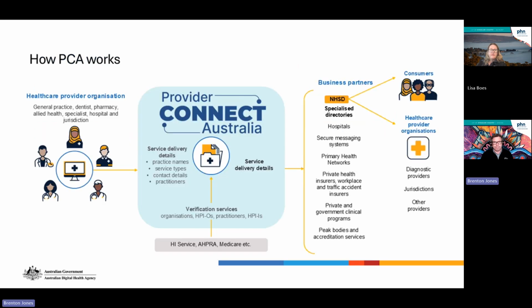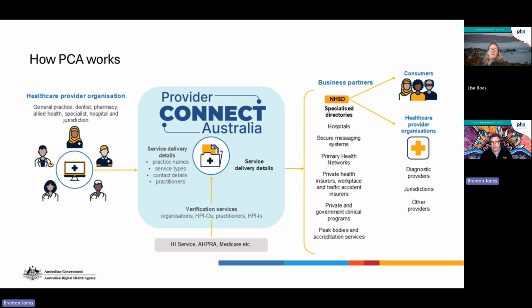So how does it work? This diagram has been around for quite some time, and so let's now go into some of the details. Starting on the left with a healthcare provider organisation, when they want to update some of the information we've talked about, so location, service details, practitioners that deliver on the services, rather than having to tell multiple business partners, I could do it once in PCA. So then we move to the right.